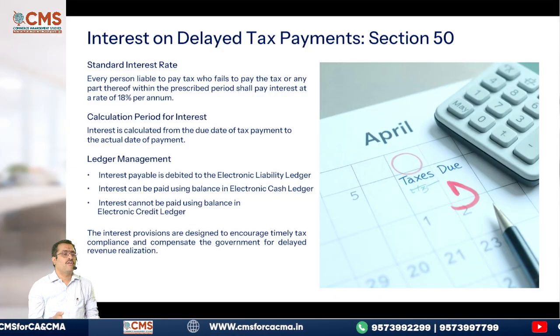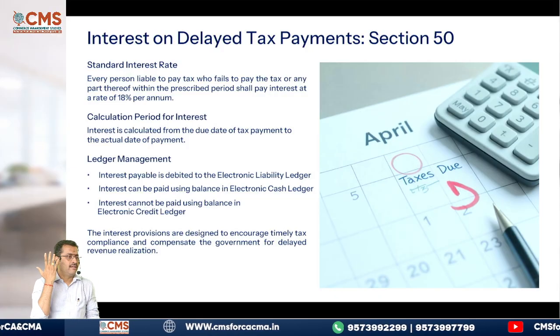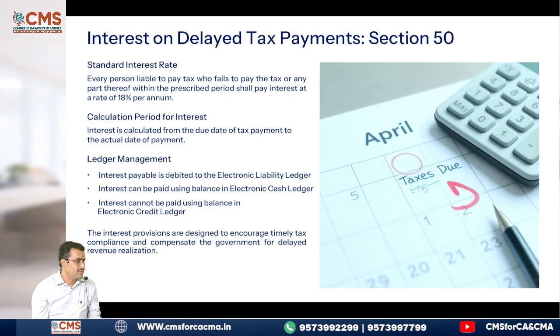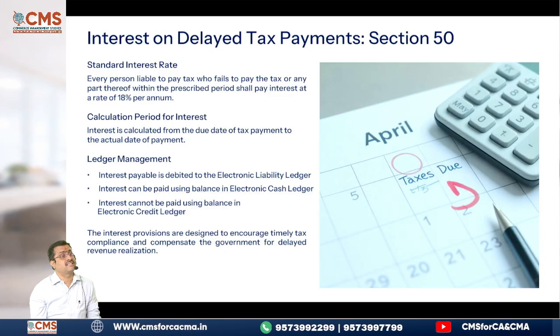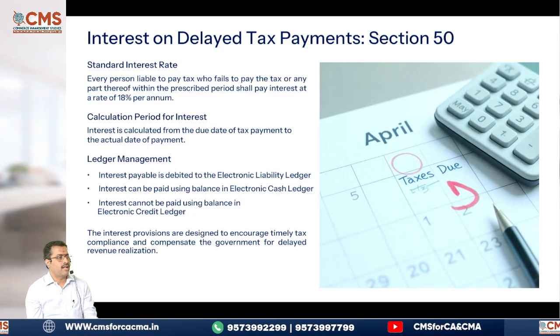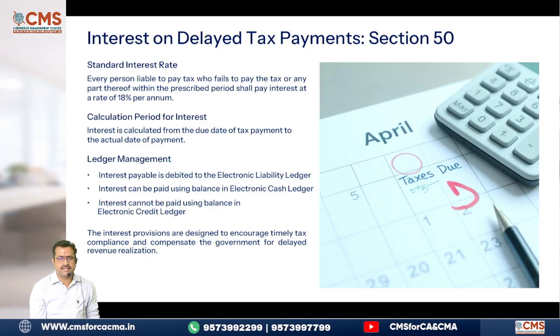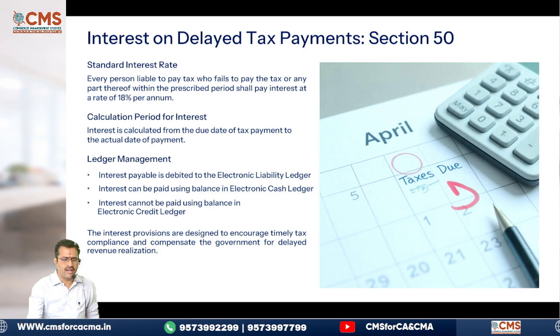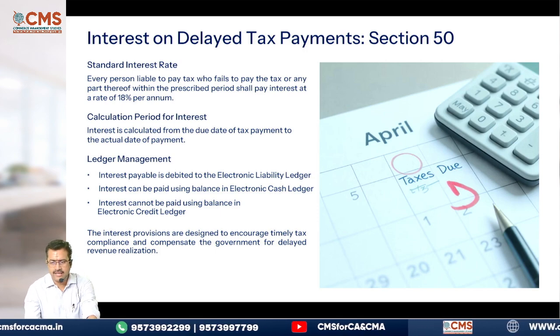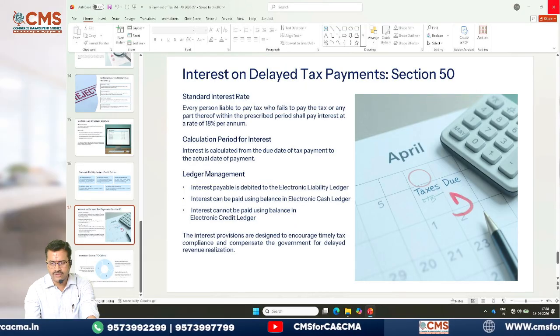Instead, if you have claimed excess ITC, you won't believe it, interest will become 24%, 2% per month. That means excess ITC you should not avail. That is the condition. For that only interest payment is there in section 50. That you can read later also. That's not an issue. Okay. So with this, the payment section is over. Payment of taxes is over.